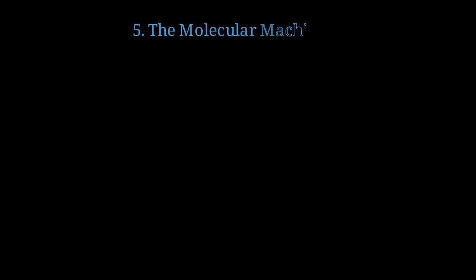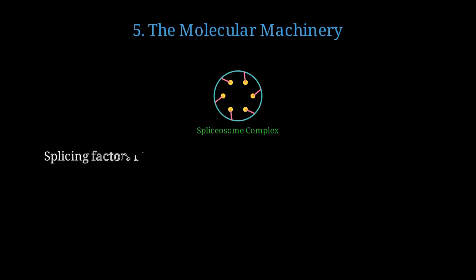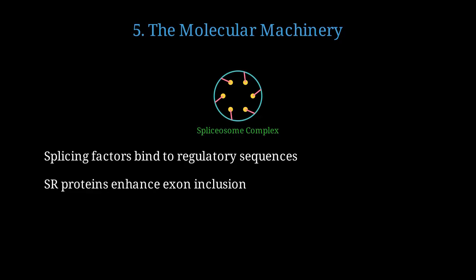Let's understand the molecular machinery that controls alternative splicing. The spliceosome is a massive molecular machine composed of multiple protein and RNA components that catalyzes the splicing reaction. Splicing factors are proteins that bind to specific regulatory sequences on the RNA to either promote or inhibit the inclusion of particular exons. SR proteins are splicing activators that enhance exon inclusion. hnRNP proteins typically act as repressors that promote exon skipping.